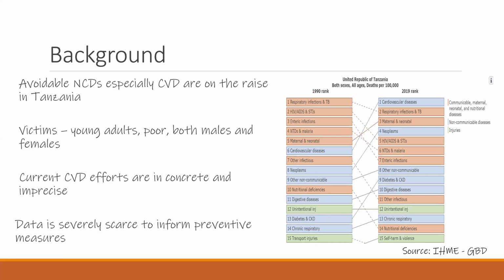Different from high-income countries, victims in low-income countries like Tanzania are usually young adults, they're poor, and it affects both males and females. Currently, CVD efforts are upcoming in the country. There are several policy documents and guidelines coming up on NCDs and CVDs in particular, but they're usually inconcrete and imprecise. And as expected, data is severely scarce to inform preventive measures.